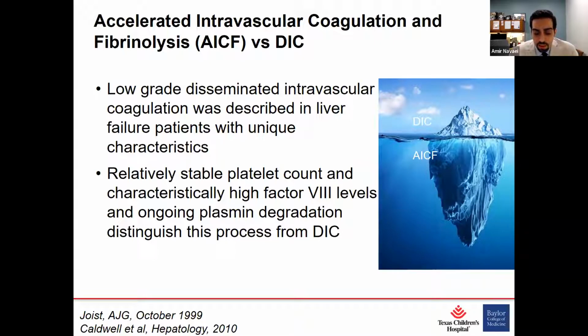And in addition to the ongoing smoldering DIC, the terminology accelerated intravascular coagulation and fibrinolysis is basically used for liver failure patients to distinguish it from the regular DIC that we see in the setting of septic shock or other severe injuries. Similarly, in liver failure patients, generally we see a stable D-dimer and coagulopathy in chronic patients, and in acute and chronic liver failure with an additional insult of infection or any other tissue injury, it is easy to push them into a full-blown DIC.